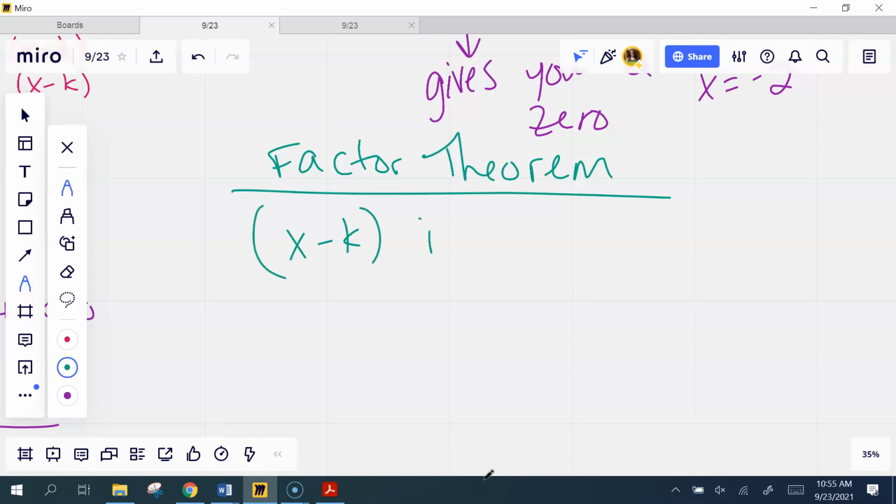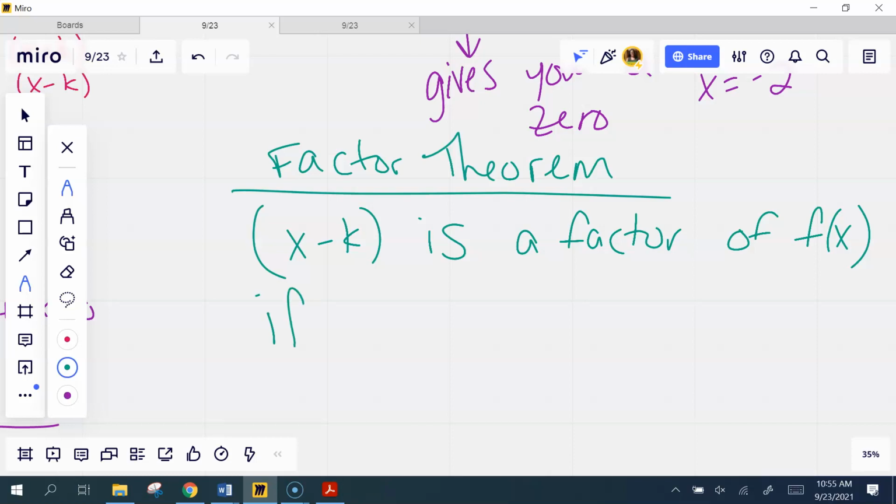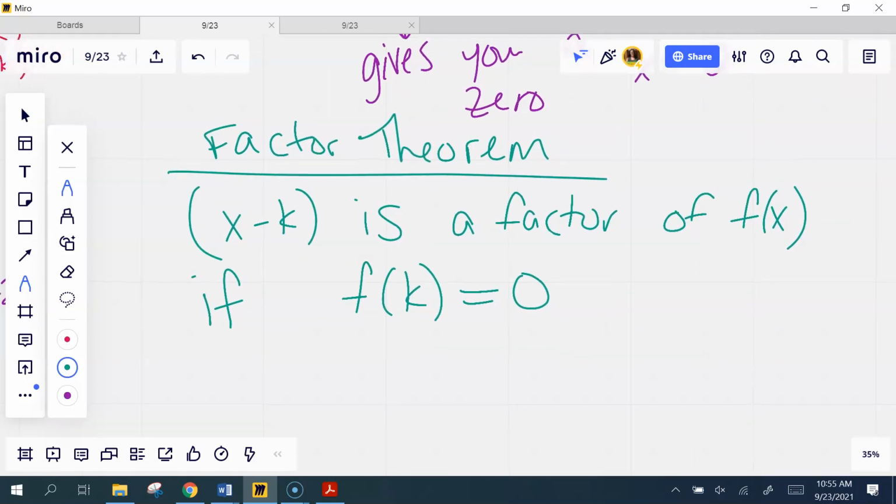x minus k is a factor of f of x if, you have any guesses? How could I say that using that remainder theorem I already talked about? You're exactly right. If f of k is 0. If I plug that in and I get 0, that tells me that I have a factor. It's actually taking something you already know and trying to get it to help you learn something new.